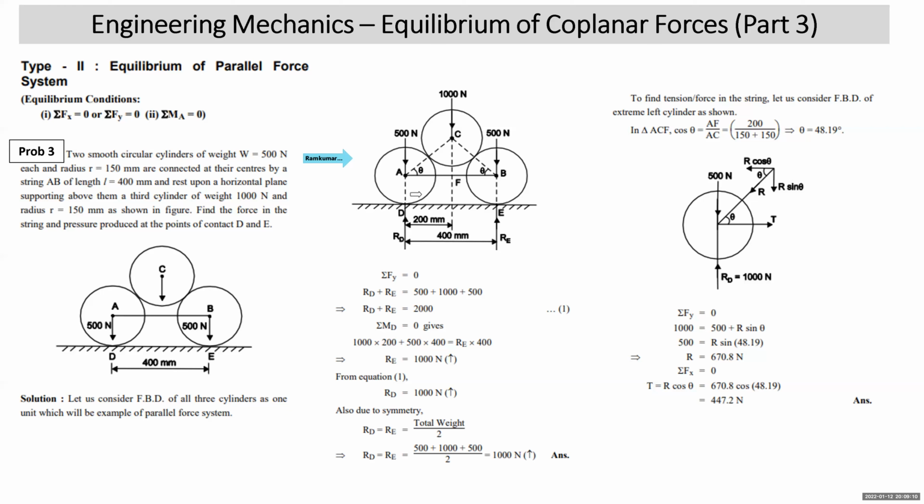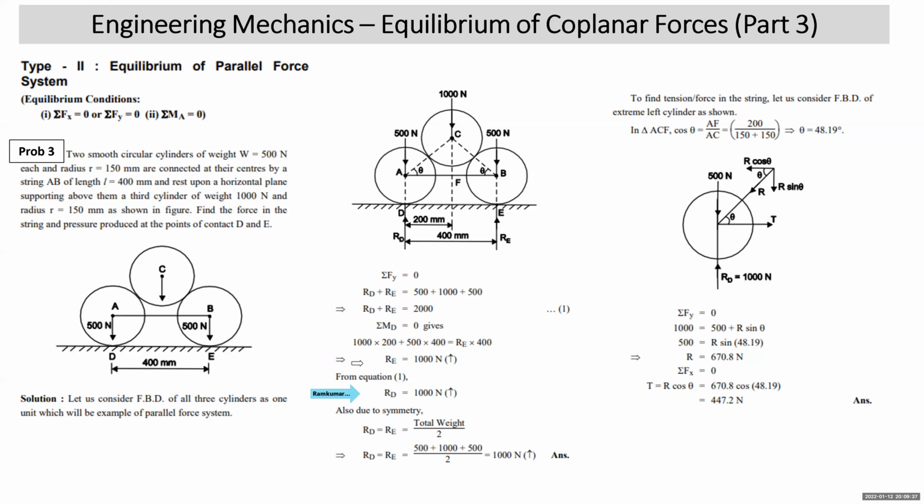Now I have to select the moment center. Obviously I take D or E. I've taken sigma MD. When I take sigma MD, 500 and RD are passing through D, so their moments will be 0. Then 1000 should be assumed against D: 1000 into 200 clockwise, 500 into 400 clockwise, RE into 400 anticlockwise. This gets you the value of RE, 1000. Substitute the value of RE in equation number 1, you get the value of RD.